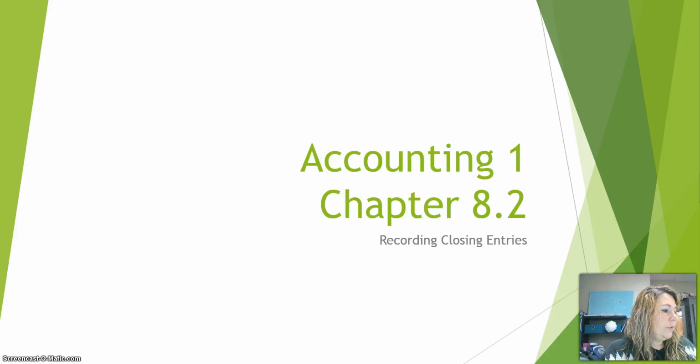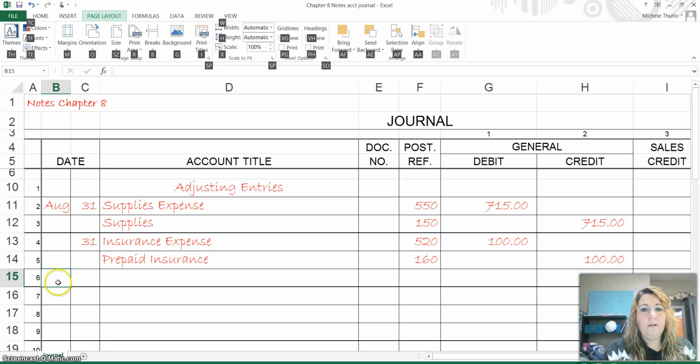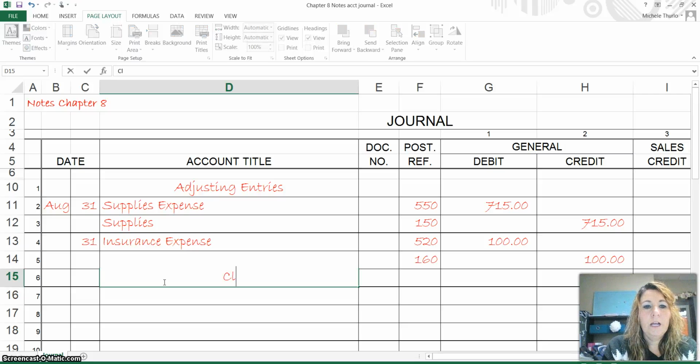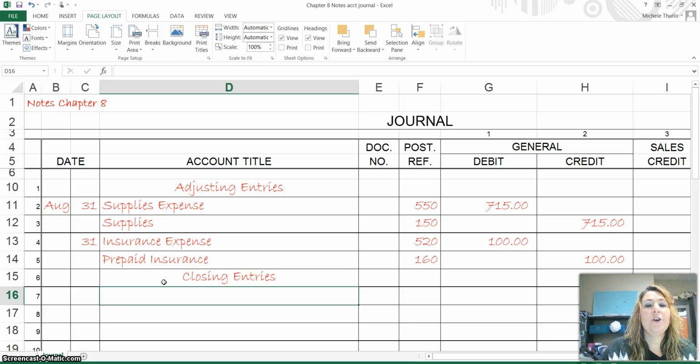So we're just going to start together with our notes. And I have just opened up a journal that we started in Section 1 where we did our adjusting entries. This is the same journal page where we're going to do our closing entries. And so what we're going to do right here is we had our title up above for adjusting entries, and that was centered. So now we're going to write closing entries in your account title. And we're also going to center that. That way we know that this is where all of our closing entries begin.